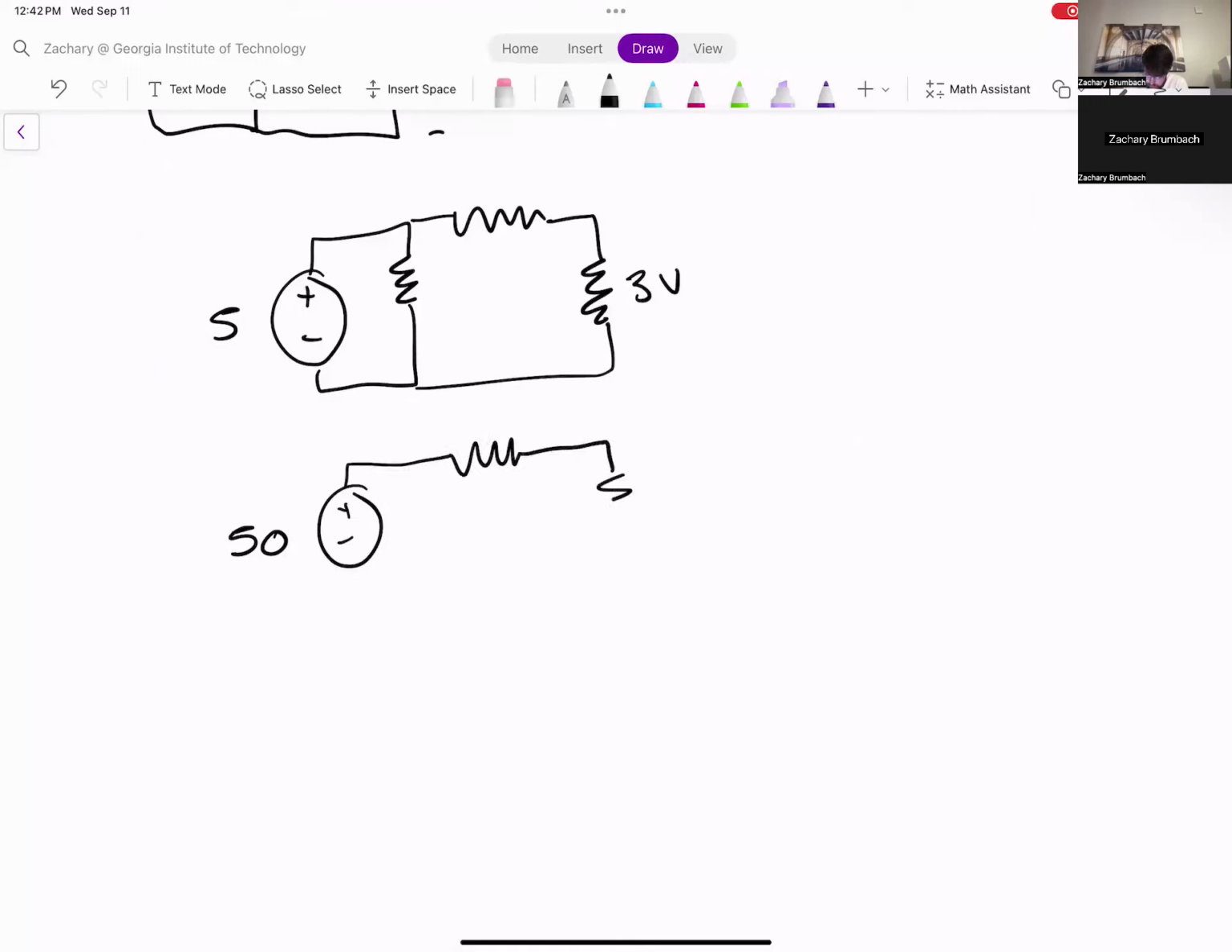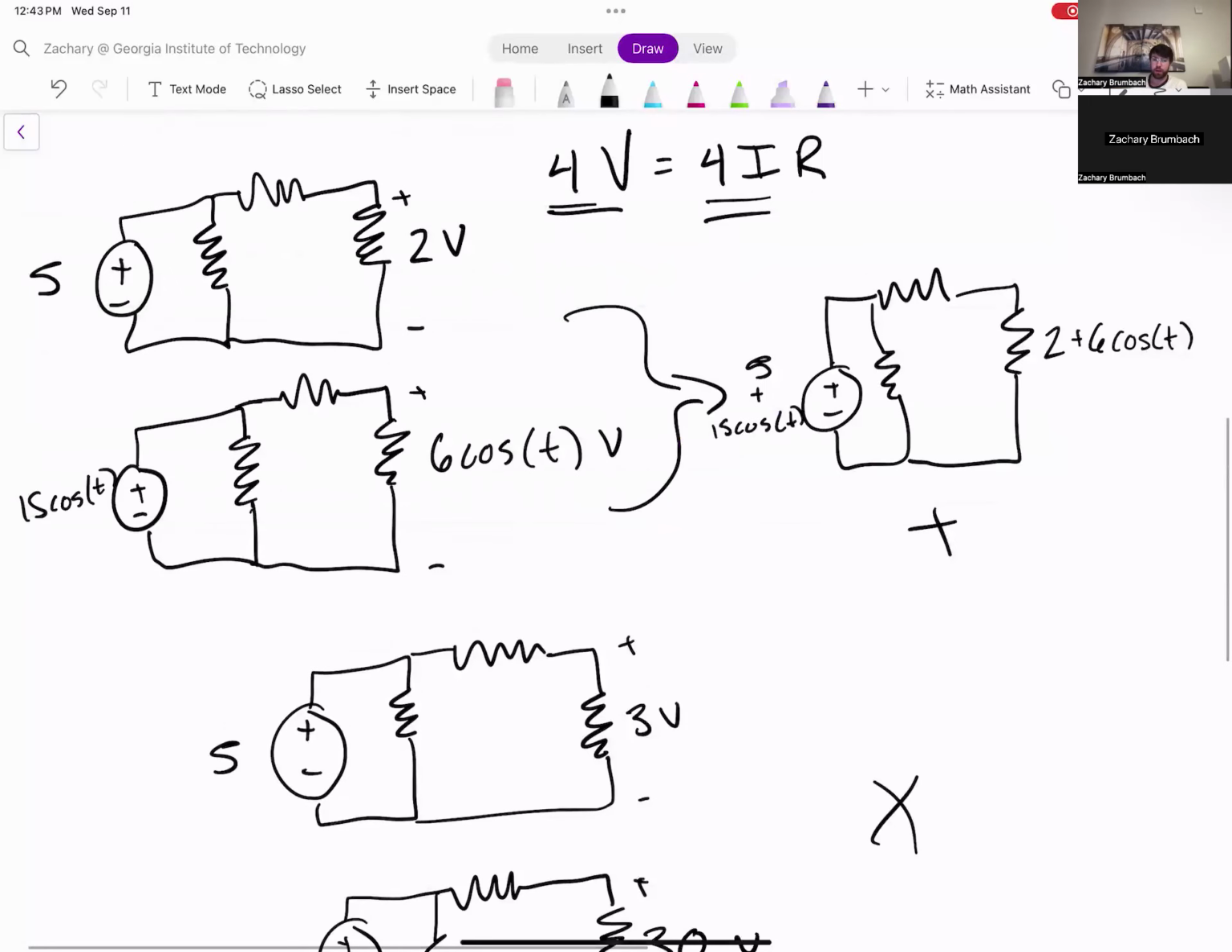Then the voltage across this is now 10 times. So the exact same proportion here is to here. So this is 30 volts from here to here. Okay, so this is your multiplication. This is your addition up here, all right? These are the things that make these systems linear.